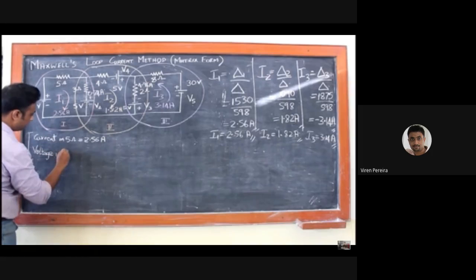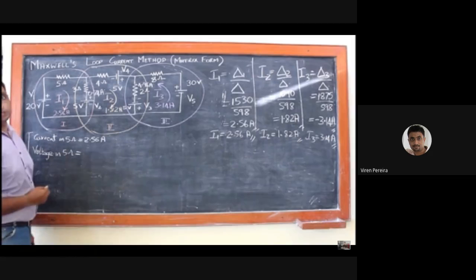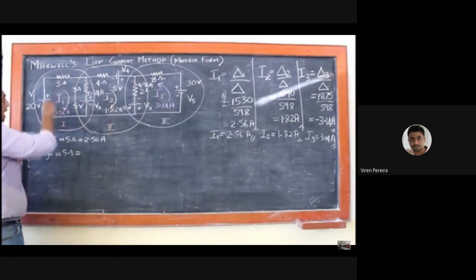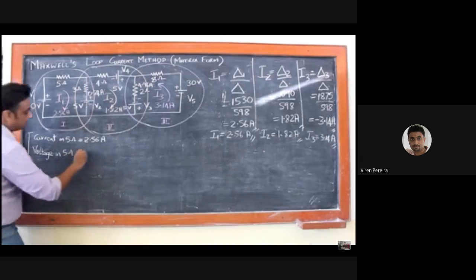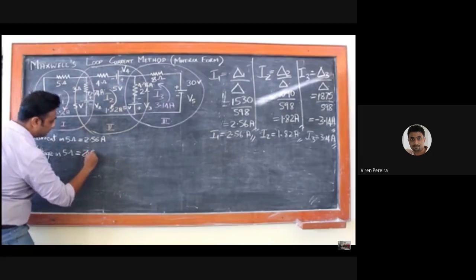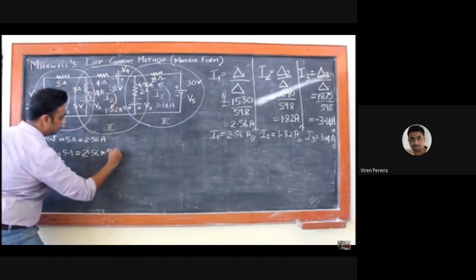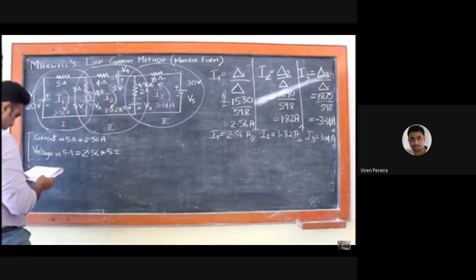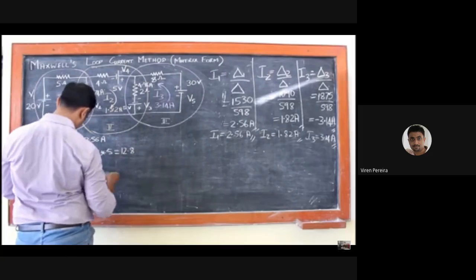Now, voltage in the 5 ohms resistor will be equal to, now we already know Ohm's law. Ohm's law states what? V equals I into R. So I have my current value flowing in the resistor, which is 2.56, and I know the value of resistance, which is 5. So it is 2.56, that is I into R, into 5, which comes up to be 12.8 volts.